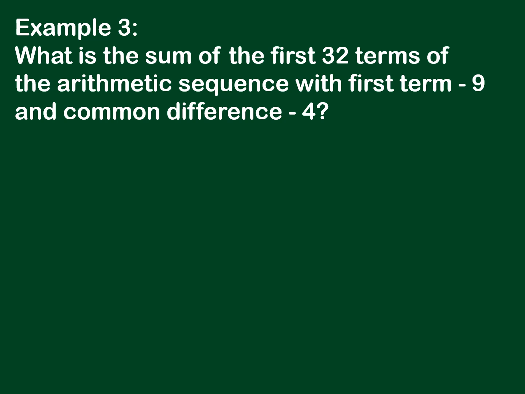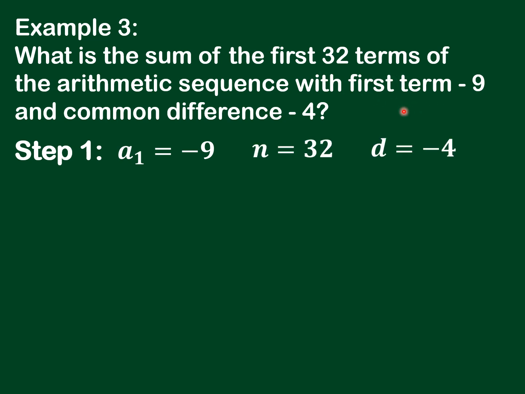For example number 3, what is the sum of the first 32 terms of the arithmetic sequence with first term negative 9 and common difference negative 4? Step 1, the value of a sub 1 is negative 9. The value of n is 32 and the value of d is negative 4.